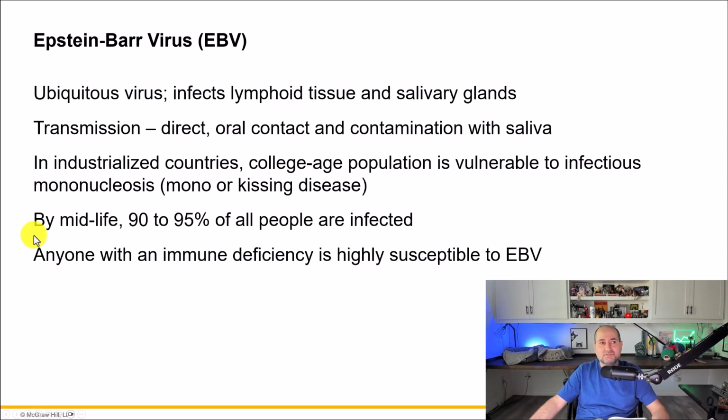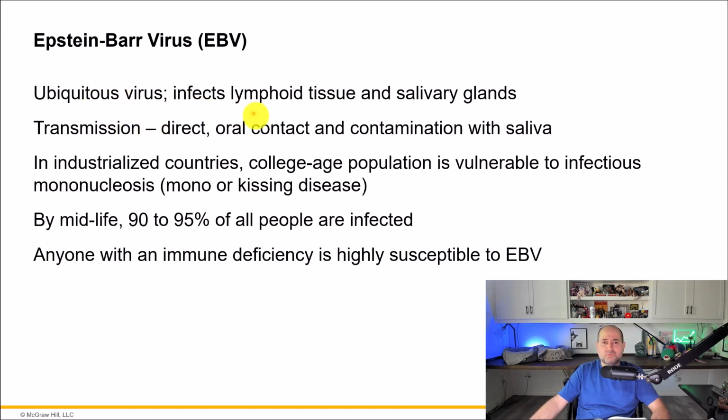Next, another herpes virus. This is known as Epstein-Barr virus, or EBV for short. This is the virus that causes a condition known as mononucleosis, also known as kissing disease. And it's very common, actually. By midlife, 90 to 95% of all people are infected. And that's because it's a ubiquitous virus. That means a virus that's present pretty much everywhere.